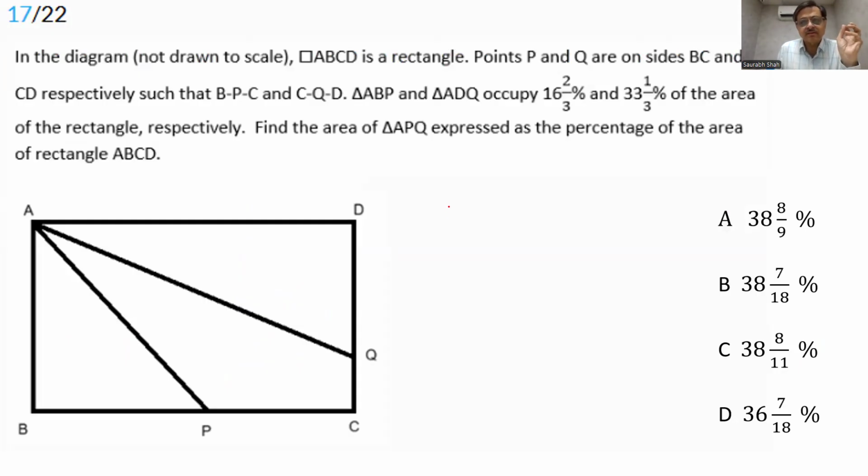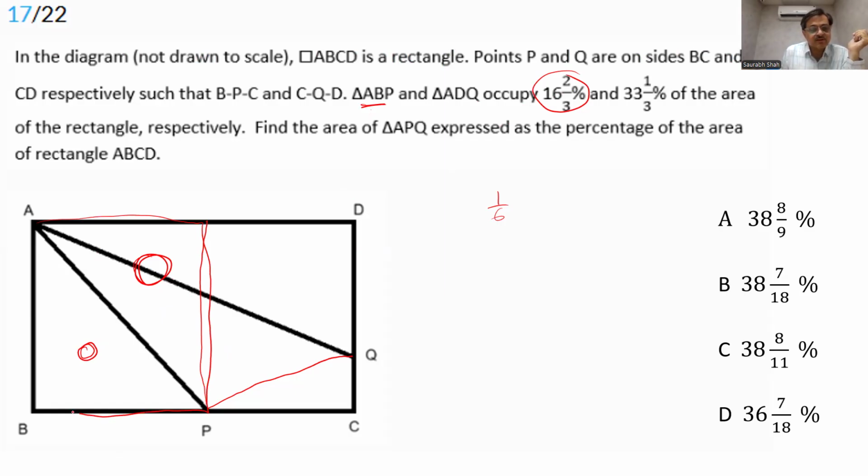So we need now the fraction. We have to join PQ. So we have a triangle APQ. We need the area of this triangle APQ as a fraction of the percentage of the area of the rectangle. Okay, what's the data? The triangle ABP is 1 by 6th of the rectangle. So if I had actually drawn a line here vertically, this triangle here would also be 1 by 6th. So this rectangle would have become 2 by 6th or 1/3.